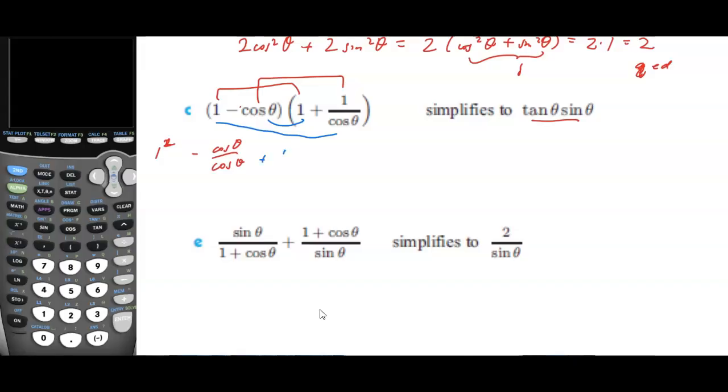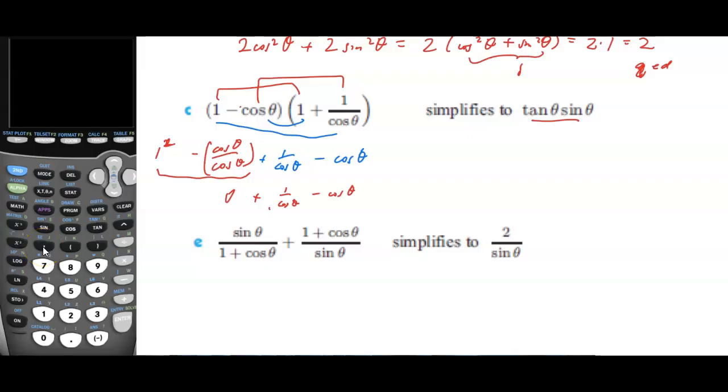So that would be plus 1 over cosine theta, negative cosine theta. Cosine theta over cosine theta is 1, of course, so this is equal to 1. 1 squared is 1, of course, so 1 squared minus 1 is just 0. Then I'm left with 1 plus cosine theta minus cosine theta. How is that going to become tan theta times sine theta? Not sure, but we do need sine somehow.